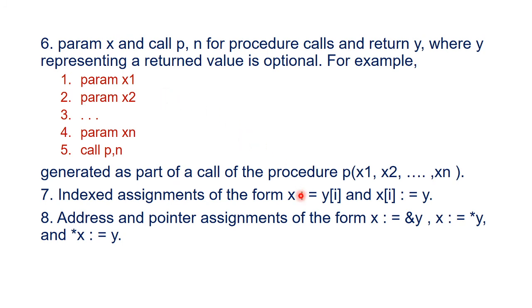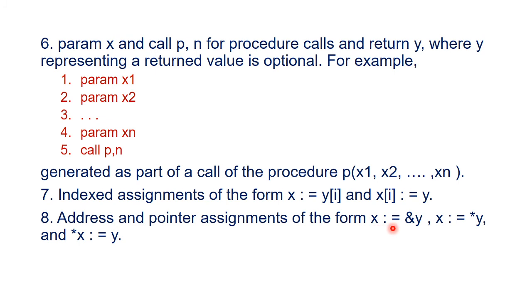And suppose if we have array-based statements, indexed assignments can be given as the array variable can be in the right hand side as well as in the left hand side. So y of i can be assigned to x as x equal to y of i, and similarly y could be assigned to an array variable, x of i equal to y. Similarly, pointer variables also can be used in programming statements. So, pointer based assignments could be the address of the variable, ampersand y, can be assigned to x.